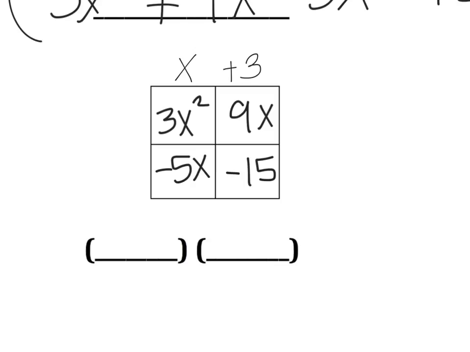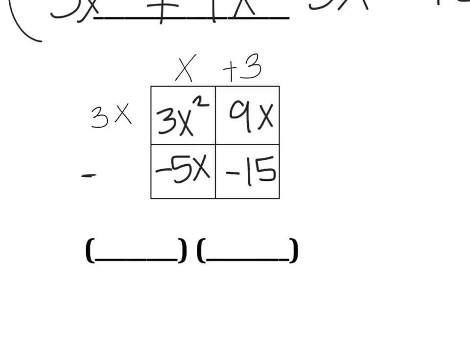It's a positive 3. Now, let's look at the rows. What's common between those two? This is a 3 and a 9. These two are divisible by 3, so I put a 3 on the outside. I can also tell that there is an x in common, so I put an x on the outside. Now, I can see that the first term in this row is a negative, so I know that the GCF should have a negative in it.